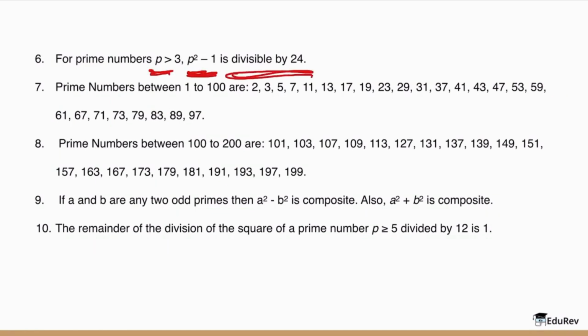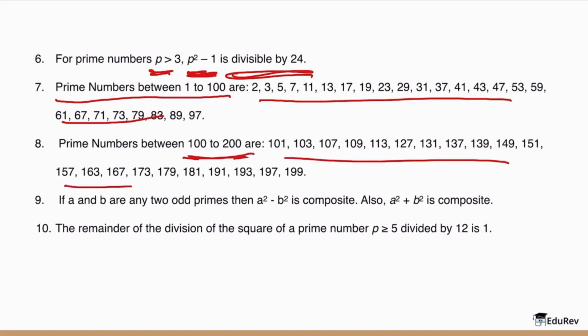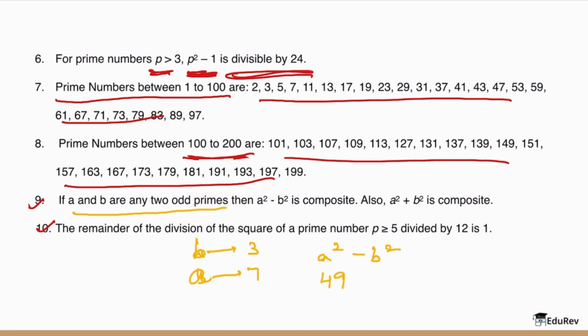Next, all the prime numbers between 1 to 100 are these, and prime numbers between 100 to 200 are these. And properties 9 and 10 are very, very important. What does it say? It says A and B are any two odd prime numbers. Suppose A is 3 and B is 7. Then A square minus B square has to be composite. Let's suppose 3 is B and 7 is A. So A square is 49, minus 9 is 40, and it's a composite number.